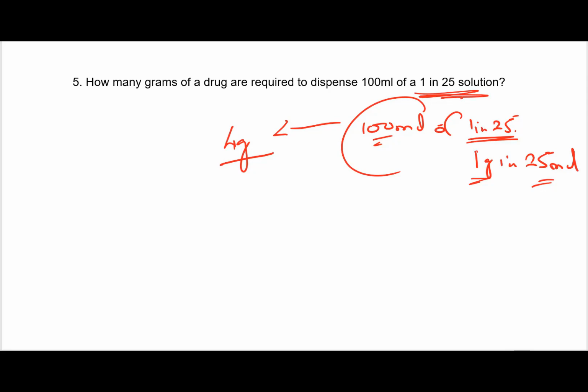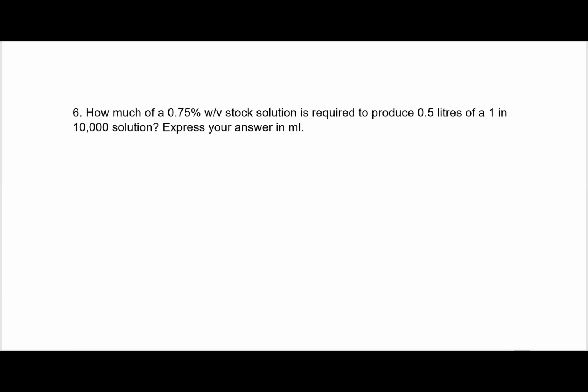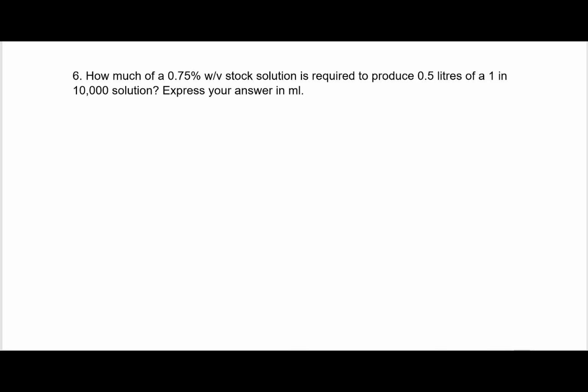Should we move on? Question number 6. How much of a 0.75% weight by volume stock solution is required to produce 5 liters of 1 in 10,000 solution? So again, start from the end. I have to make 0.5 liters of 1 in 10,000, right? And I have to start with 0.75. Can I use C1V1 here? Yes, because it's given what I have to make, and I have got a starting percentage, I have to find out the volume of this.